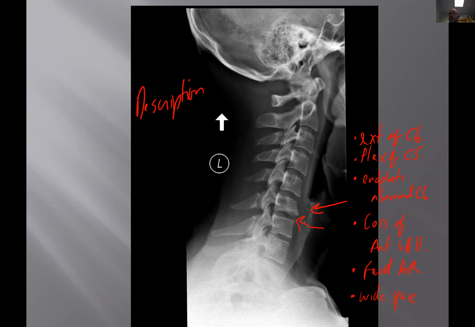I get excited about this because if we slow down and remind ourselves not to just say compression fracture, we would know that there's not just a compression fracture. The more significant finding is the flexion of 5-on-6 and really the sprain strain, and is that even stable or unstable? We need flexion extension films and all of that.